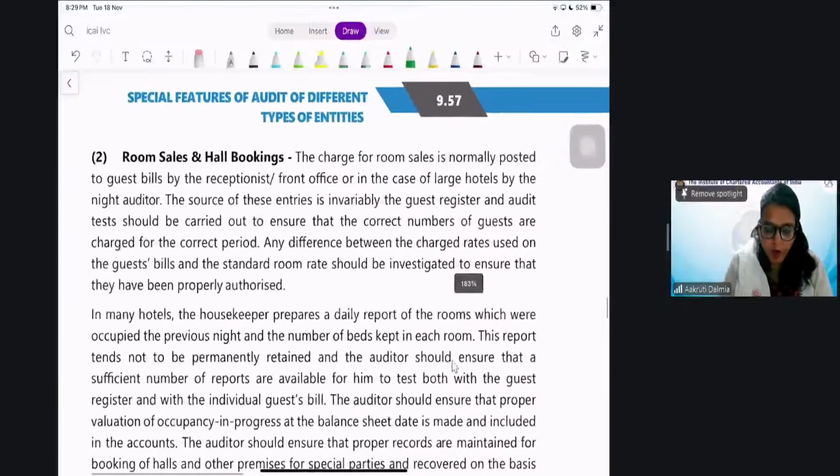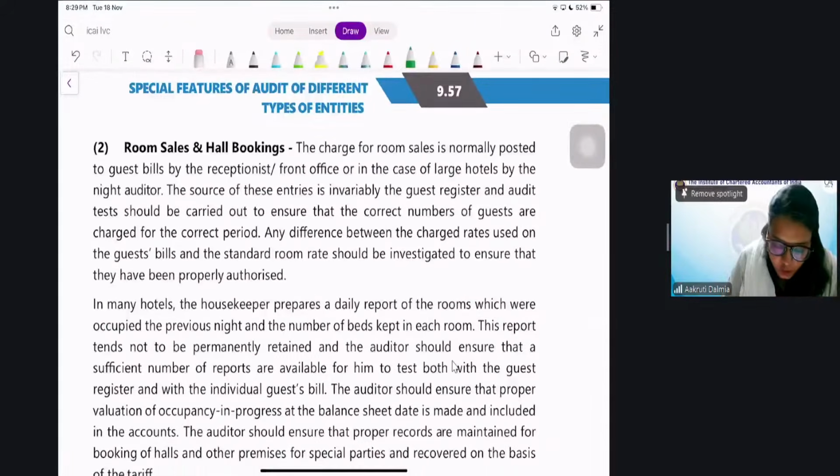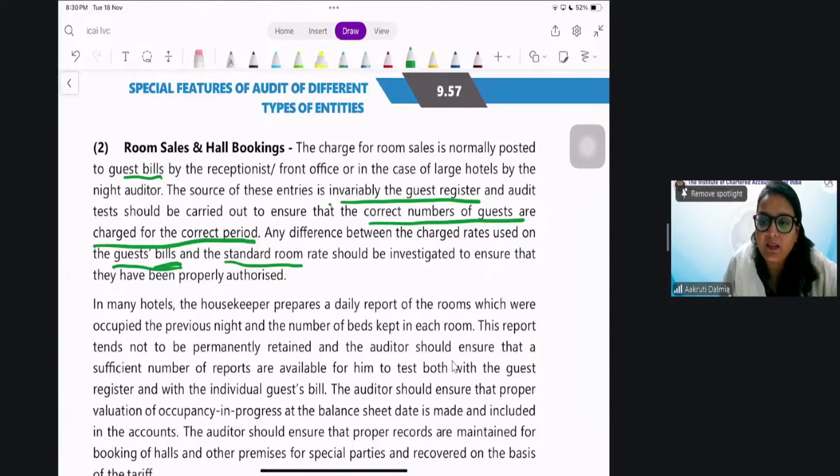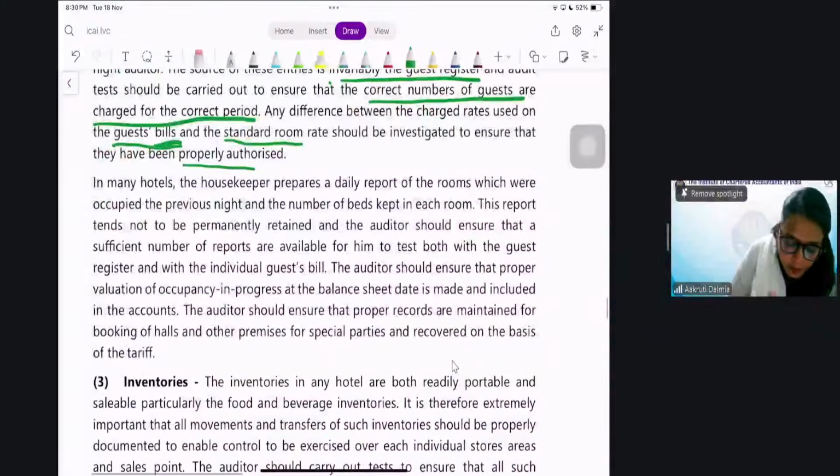Now, room sales and hall bookings. The charge for room sales is normally posted to guest bills by the receptionist or front office, or in case of large hotels, by the night auditor. The source of these entries is invariably the guest register. An audit test should be carried out to ensure that the correct number of guests are charged for the correct period. Any difference between the charge rate used on the guest bill and the standard room rate should be investigated. So if the standard room rate is 2,300 and the guest is charged 1,500, why? That it is properly authorized.